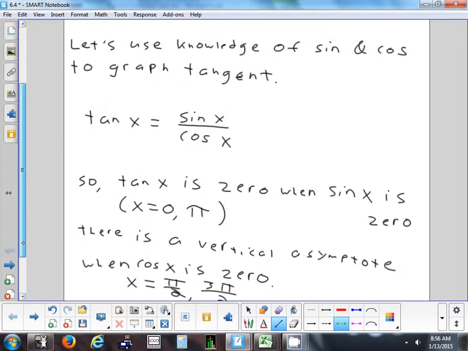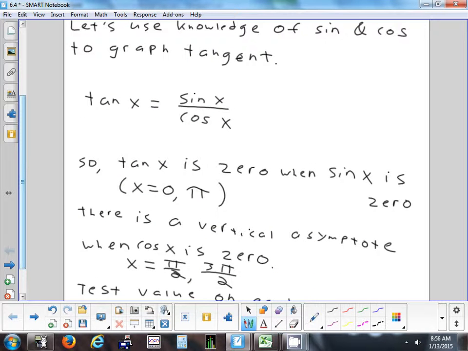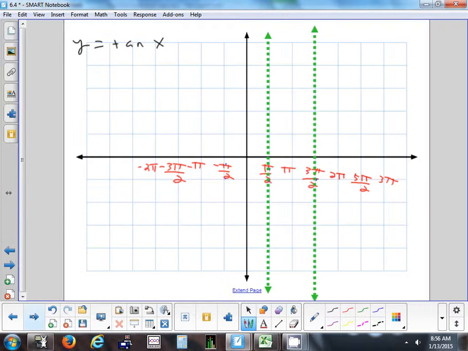Let's graph the x-intercept. Okay, so we know that tangent is going to cross the x-axis. We've got a couple spots, at 0 and at pi. So it's going to cross it here. It's going to cross it here. It's going to keep crossing it basically right in the middle of the asymptotes.